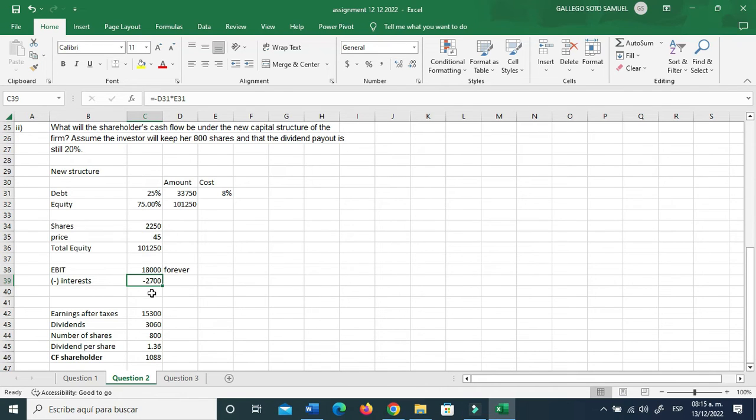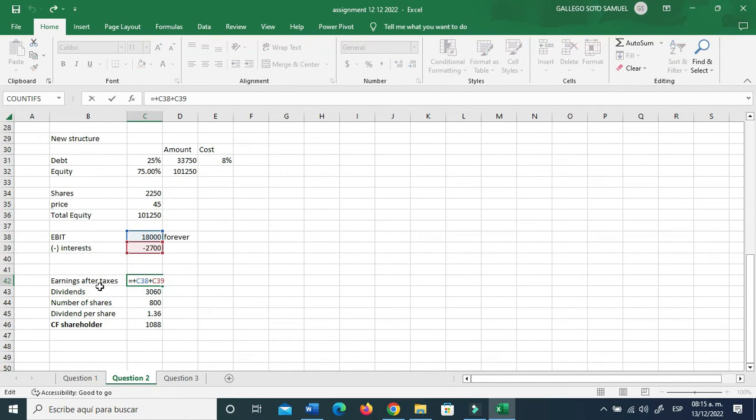Now, 8% of 33,750 is going to be 2,700. That's negative. So your earnings after taxes, or after paying your interest, are going to be 15,300. So your dividends are going to be 20% of those earnings after taxes. Since the dividends to be evenly split between all shareholders are 3,060, excuse me, we're going to be dividing the dividends by the number of shares. So that'll get you 1.36 pounds per share.